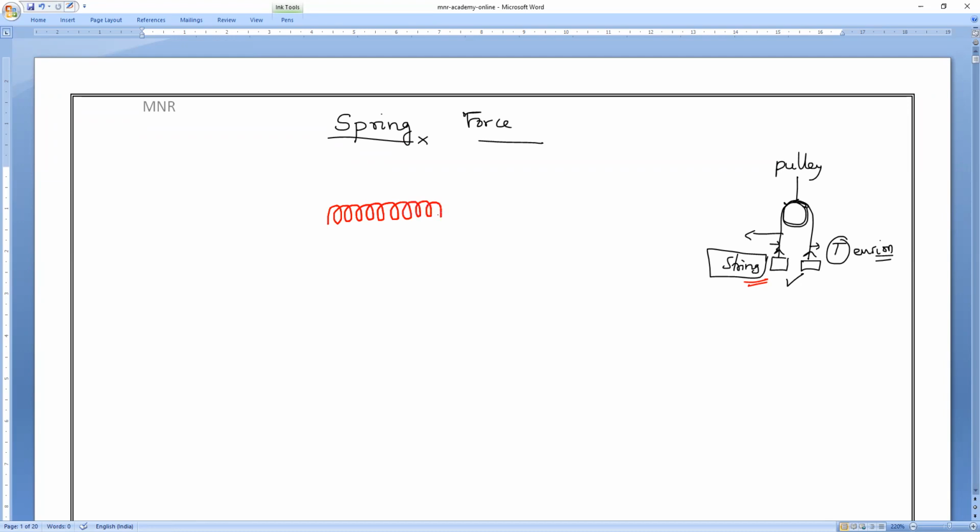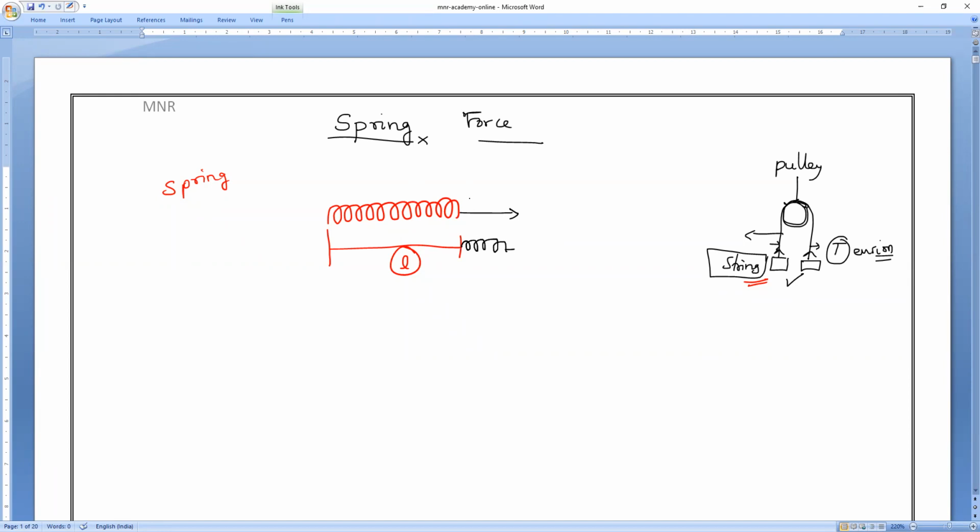Am I right or wrong, everybody? So this is what we call a spring. Now let me consider this is the original length of the spring. What is the length of the spring? L. Okay. Now if I apply a force in this direction, definitely there is some elongation of the spring. The spring will extend some distance. Am I right or wrong, everybody?